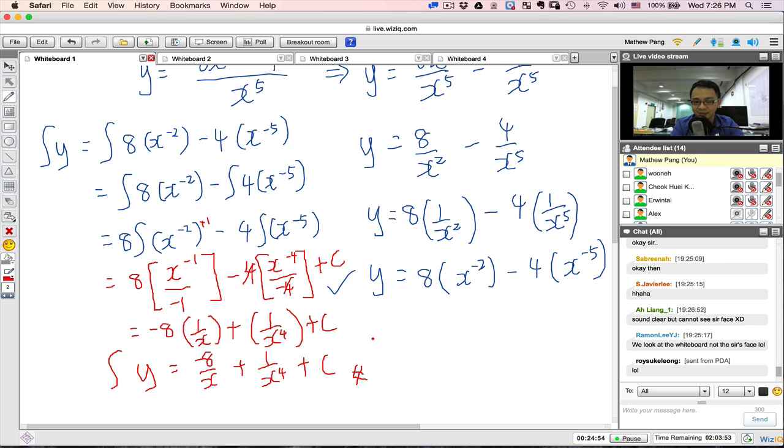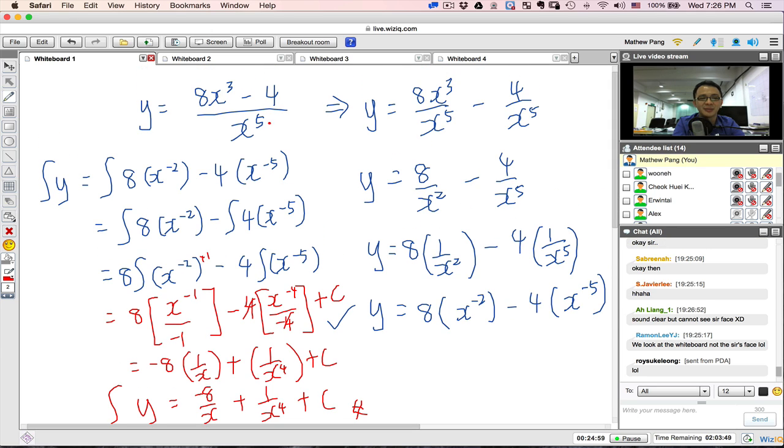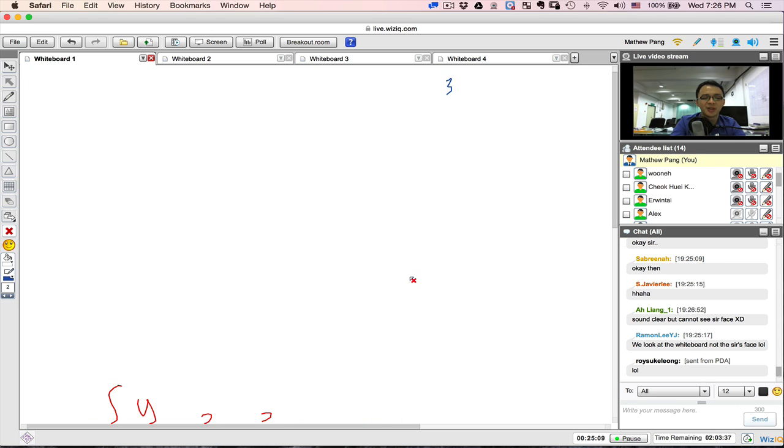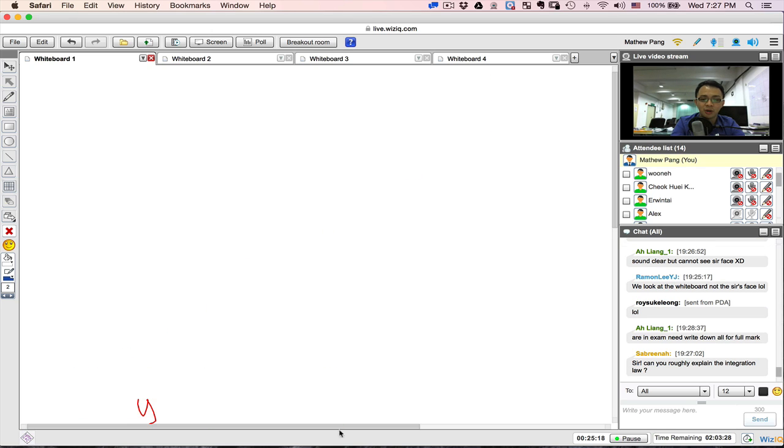Alright, we got this. Over here, I hope you roughly understand the integration law for this one. And then, of course, at the same time, you also need to understand the meaning of integration. Because you learn integration, in the exam you need to write down all the steps for full marks. Roughly explain the integration law. Yes, okay, I can roughly explain the integration law.